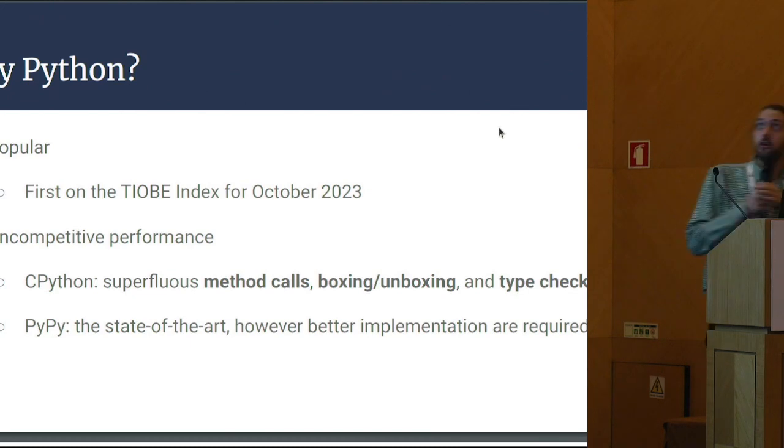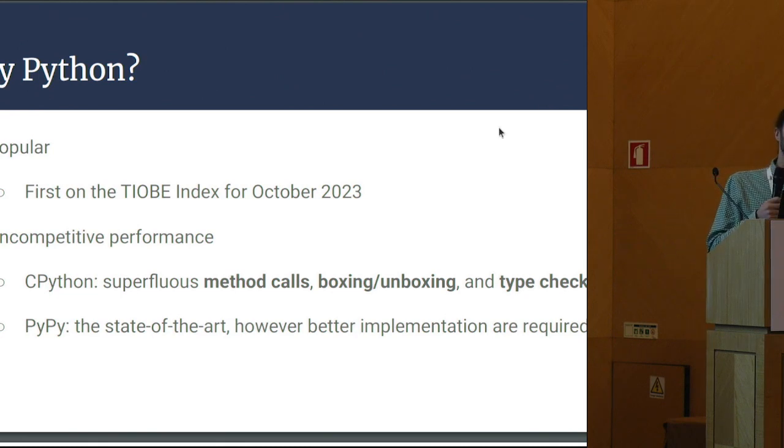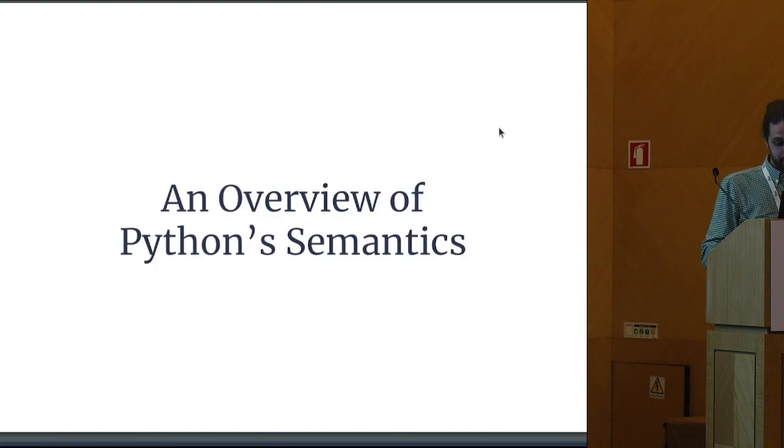Okay, so first, why Python? You've probably heard that a lot. Why Python? Because it's popular. Right now on the TIOBE index for this month, it's still first, once again. And it has somewhat uncompetitive performance. CPython is known to be slow, and it is known that it has a lot of superfluous instructions, such as method calls, boxing and unboxing of primitive values, and a lot of type checks. And we have good implementations. For example, PyPy is one of the state-of-the-art implementations at the moment, but we still need better implementations.